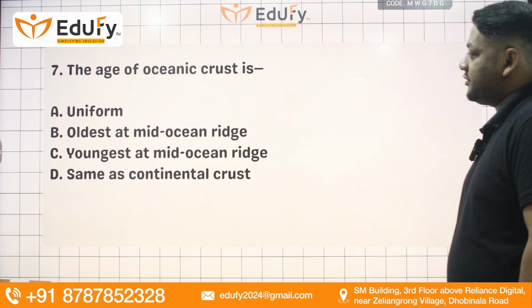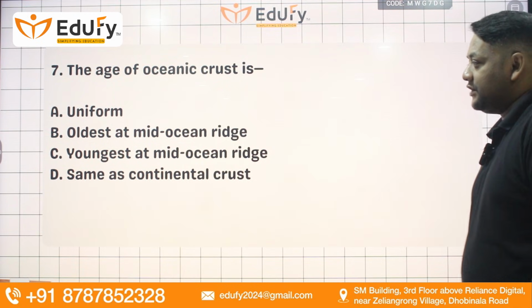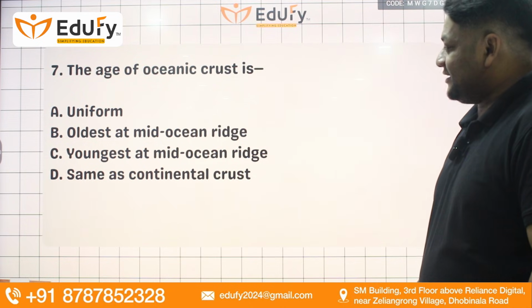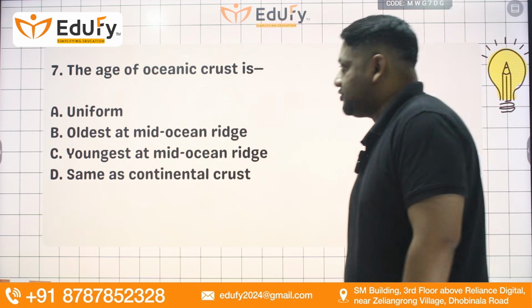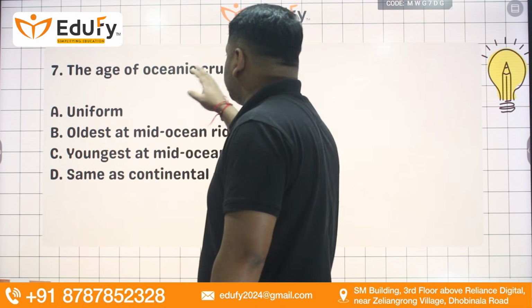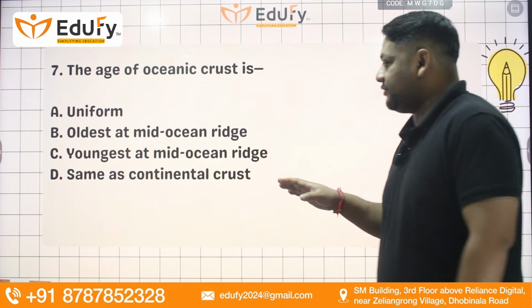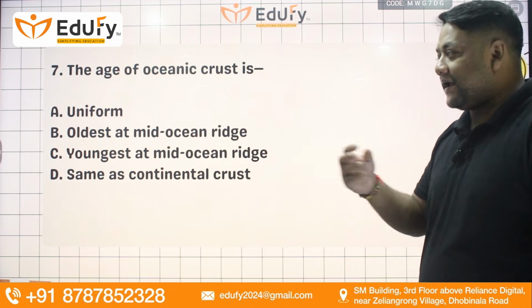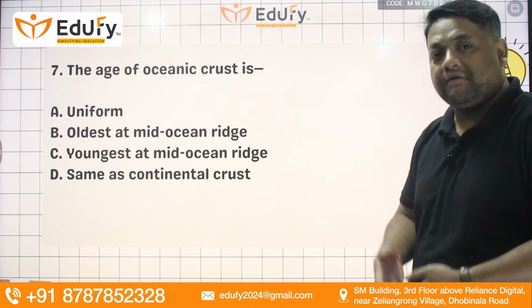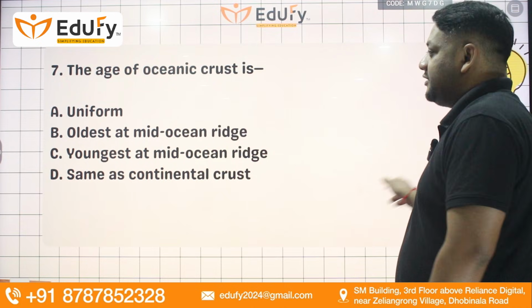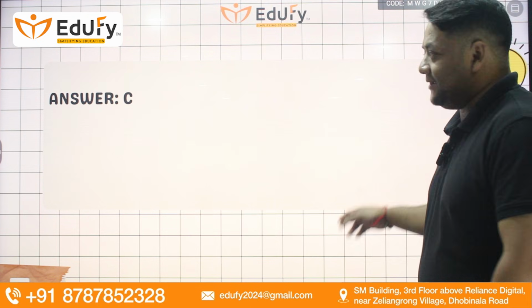The age of oceanic crust is uniform, oldest at the mid-ocean ridge, youngest at the mid-ocean ridge, or same as continental crust? The age of oceanic crust is always youngest at the mid-oceanic ridge, because from here new land comes from the bottom, lava gets solidified, comes out, and the seafloor spreads. So the right answer is C.